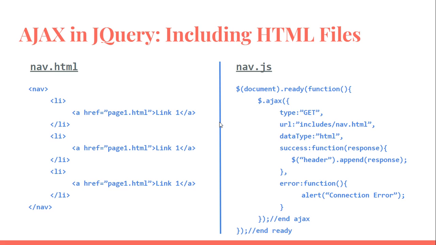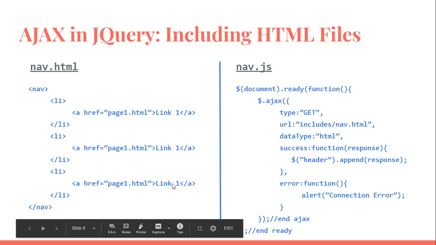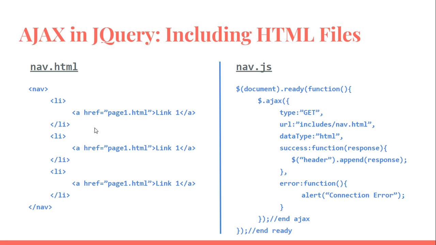So let's take a look at what this would look like. Let's assume that we're going to build a navigation that we're going to be able to bring into a variety of different pages. The first thing that I'm going to do is make a nav.html file. And here's my very basic navigation. It's got a couple of links. They're all pointing to the same place right now. But I've got my navigation set up here.